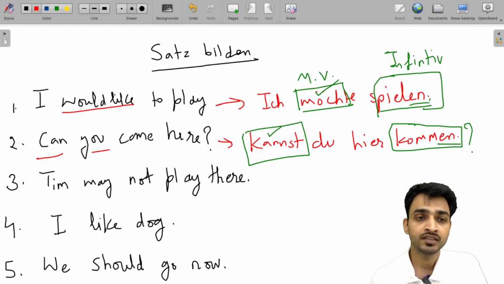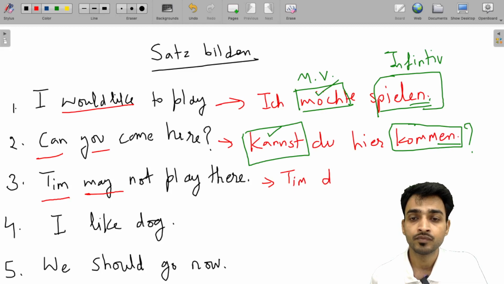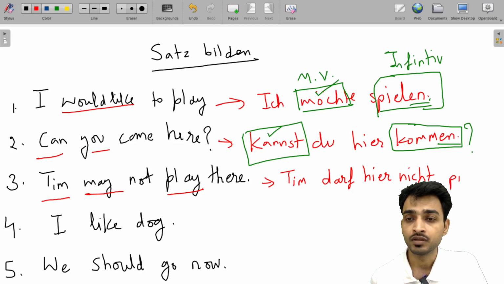Now come to the next sentence, number 3. Tim may not play here. May is the modal verb and Tim is the third person, he. So we can say Tim darf hier nicht, negative. We write just nicht here. And what is the other verb? Play, spielen. So it is infinitive. So this is our sentence. Darf second place, infinitive spielen last place.